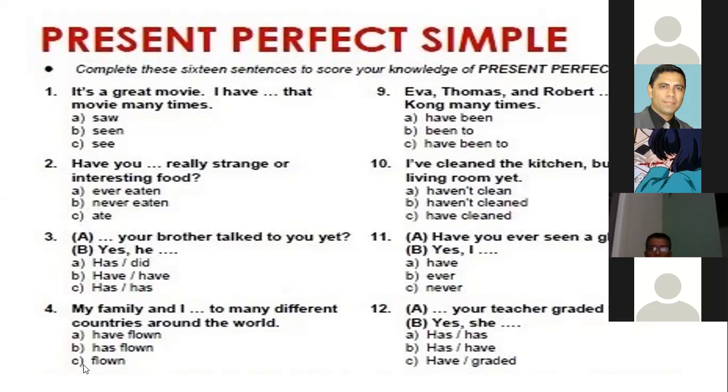Nicholas. Number 11. Have you ever seen a ghost? Yes, I have. Okay, very good. Nice. Julie, number 12. Has your teacher graded the test? Yes, she has. Okay, is letter A, right? Has your teacher graded the test? Yes, she has. Very good.